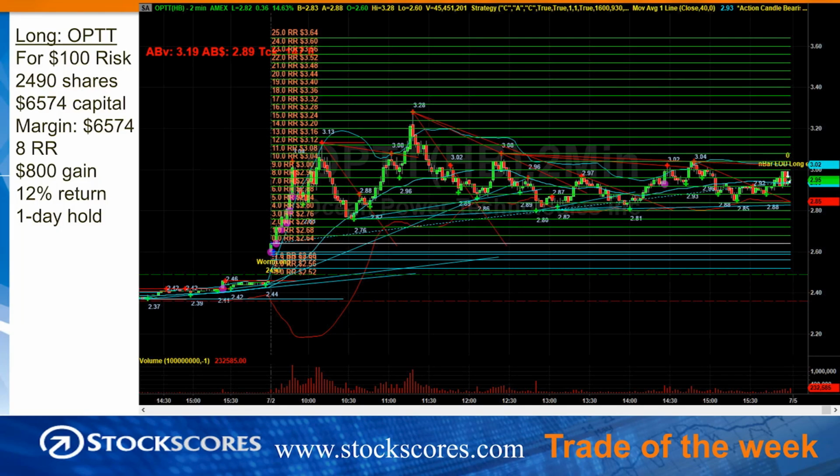I didn't love the setup right at the start of the day. However, it did have a good move out of the chute. And then it proceeded to pull back in around 10:30. It made a break of a pullback. I actually prefer that break better because it's recharging buyer interest. You're getting a break of the pullback, which often then leads to the next leg of the upward trend.